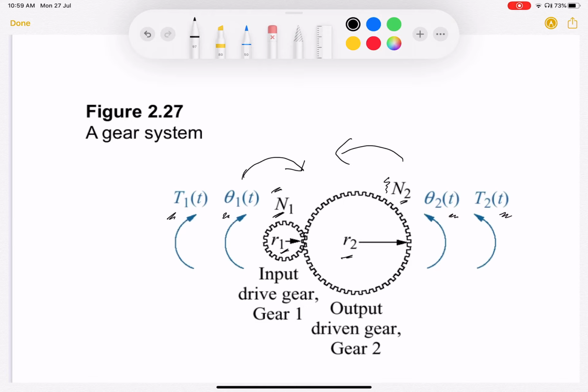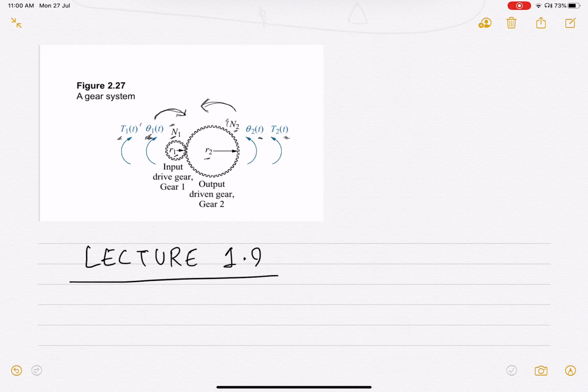What is the relationship between the torques, right? Suppose you're exerting a torque T1 here. What is the relationship between the torque T1 that you're exerting on this shaft to the torque T2 that you're getting on this shaft? Similarly, what is the relationship between the angular displacement theta 1 on this shaft to the angular displacement theta 2 on the other shaft? This is what we're going to see today, and then we're going to incorporate this in our study.